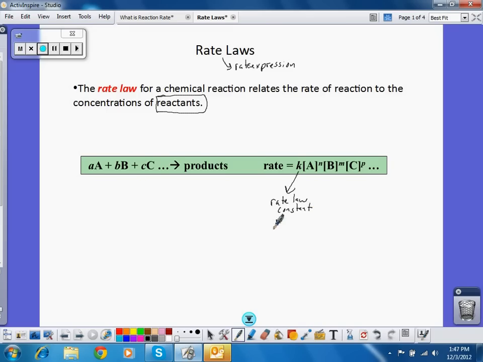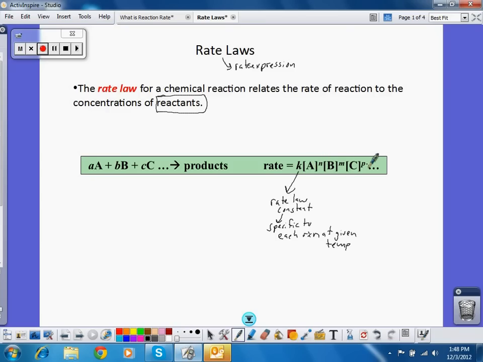And that is specific to each reaction, and also at a given temperature, because as temperature changes, so does rate. So the rate law constant is specific to a reaction at a given temperature, and that is multiplied by the concentration of each reactant. You'll notice, remember, square brackets mean molar concentration. Molar concentration of A, molar concentration of B, molar concentration of C, raised to some power.